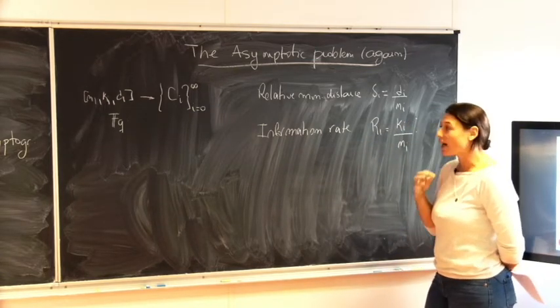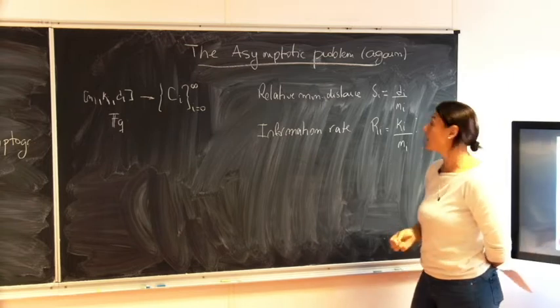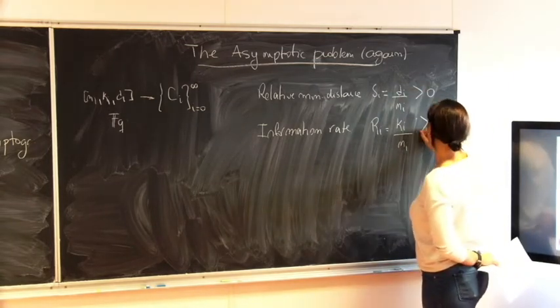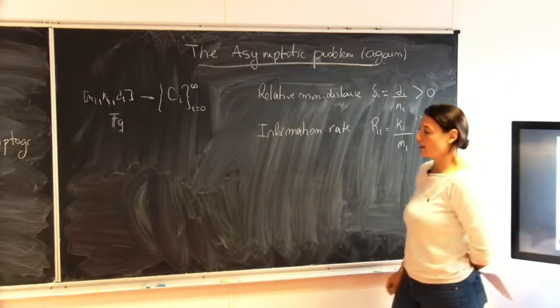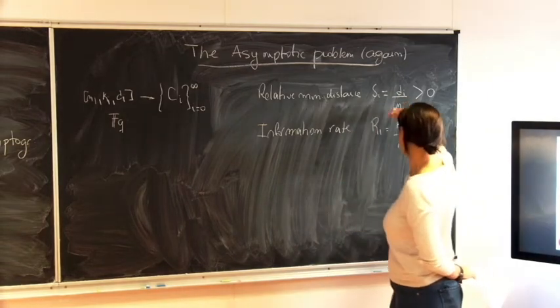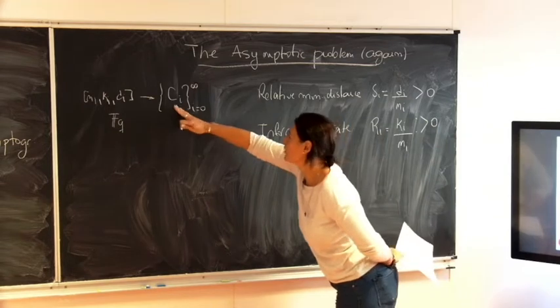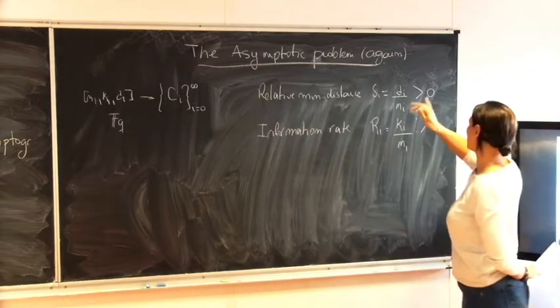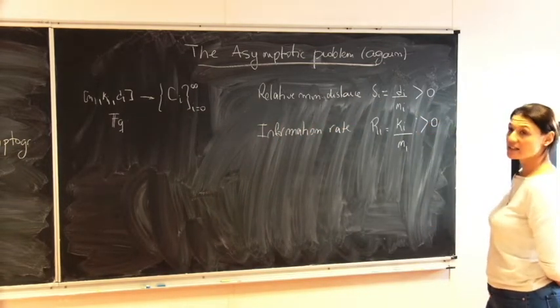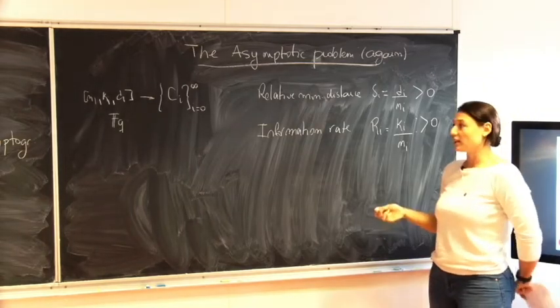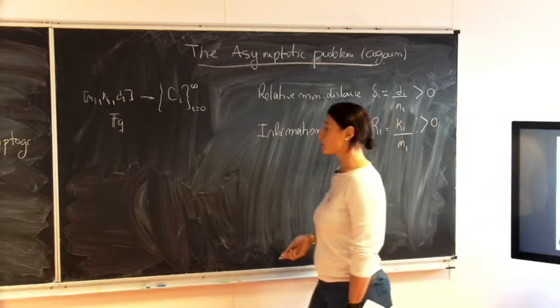And so we said that a sequence was asymptotically good if these two things, when we take the limit with i tending to infinity, and this was a sequence of different codes, if that limit was greater than 0, then we said that the sequence was asymptotically good.